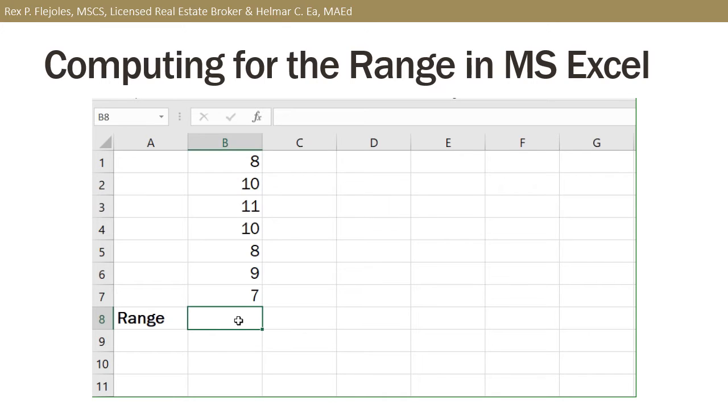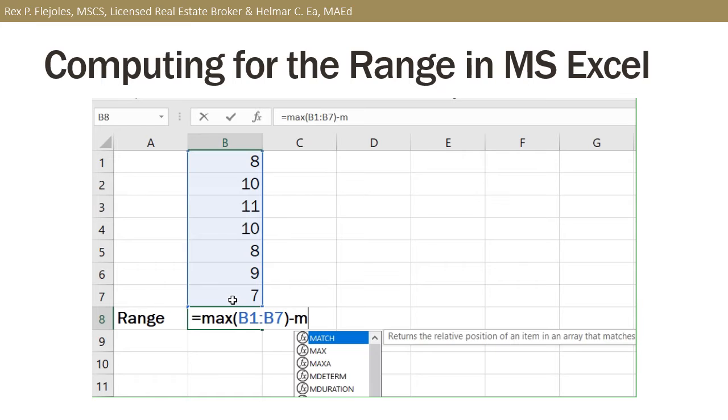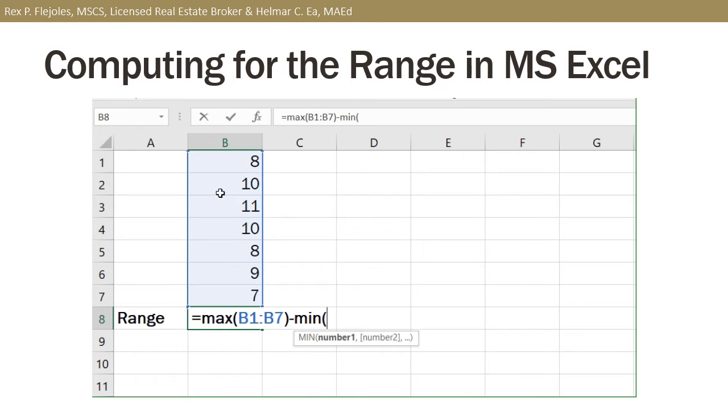So I'm going to start with typing the equal sign in the desired cell where I intend to display the result. Then we make use of the function max to determine the highest value from the data set. So the data set there is the range being referred to in MS Excel, minus another function, min, to determine the lowest value from a range in MS Excel, which in statistics we refer to as the data set.